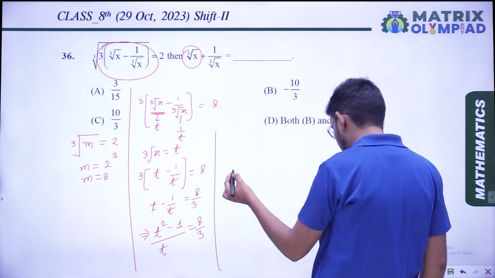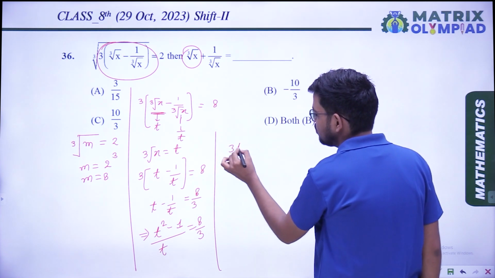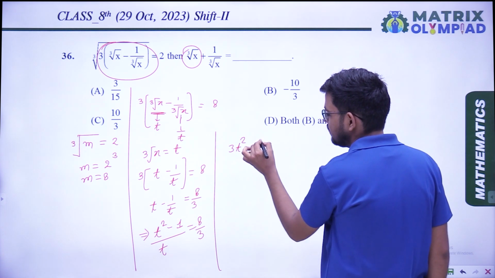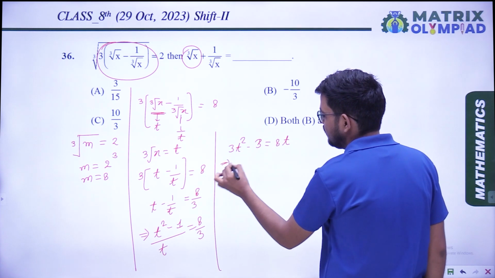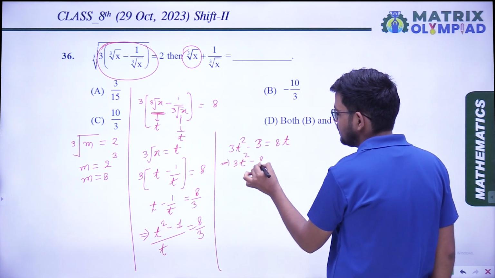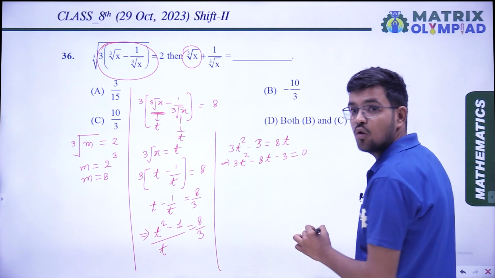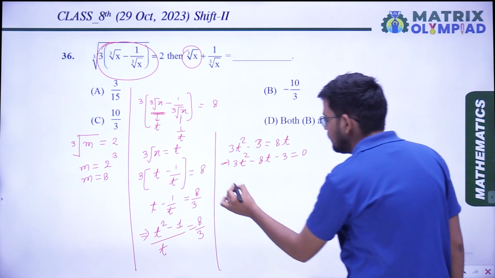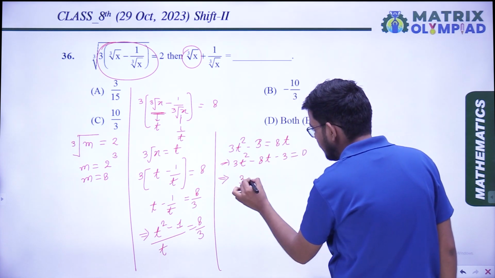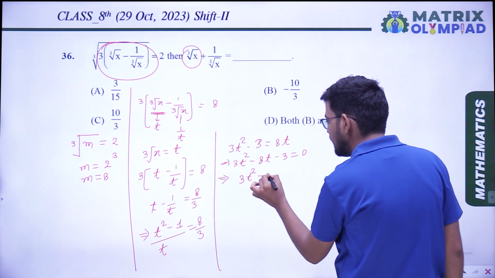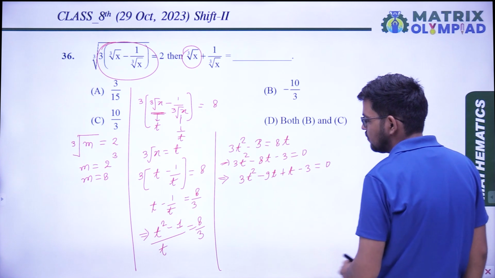When we cross multiply, we will get 3t square minus 3 equals 8t, and 3t square minus 8t minus 3 equals 0. Okay, so after simplification, when we factorize it, we will get 3t square minus 9t plus t minus 3 equals 0.